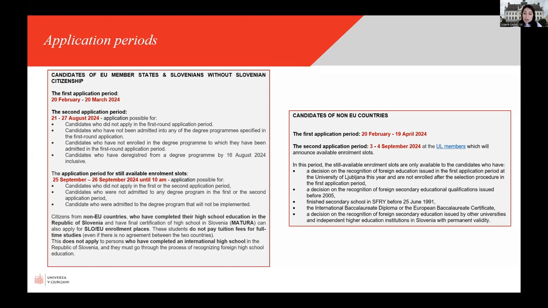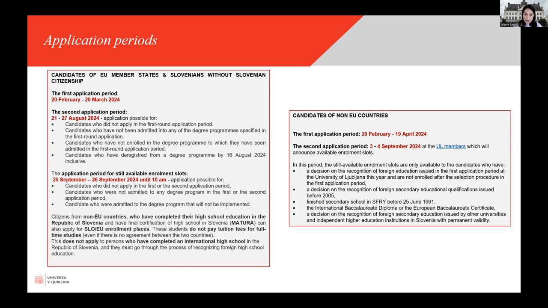Also, candidates from EU member states and Slovenians without Slovenian citizenship can also apply in the application period for still available enrollment slots that will be open from 25th and 26th of September until 10 a.m. Citizens from non-EU countries can apply from 20th of February to 19th of April in the first application period, and on 3rd and 4th of September in the second application period. On the screen, you can also see which candidates can apply in this second application period.